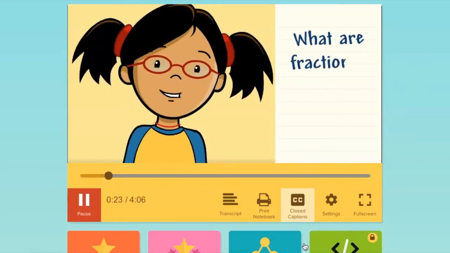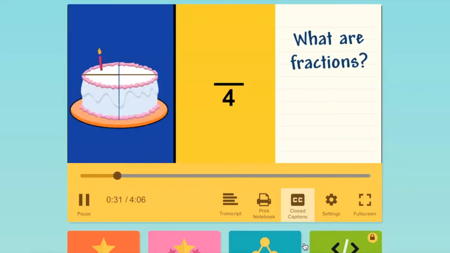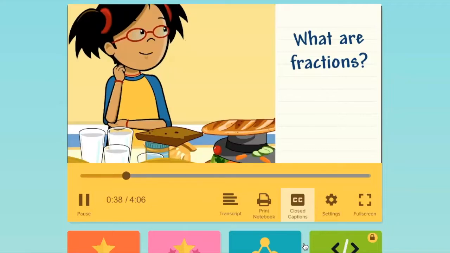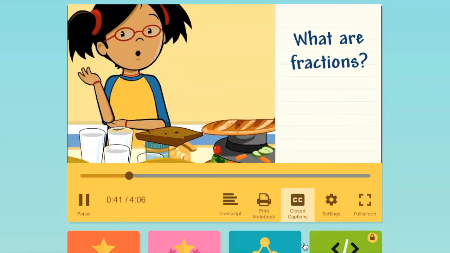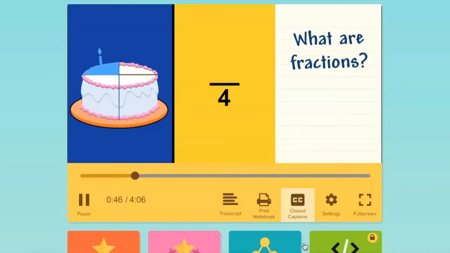What are fractions? A fraction is a number that shows parts of a whole. This cake has 4 equal parts. The number of parts are shown in a fraction's denominator. So the denominator, or bottom of the fraction, is 4. One slice has a candle, and the numerator, or top of the fraction, is 1. 1/4 of the slices have candles. 3/4 of the slices do not have candles.